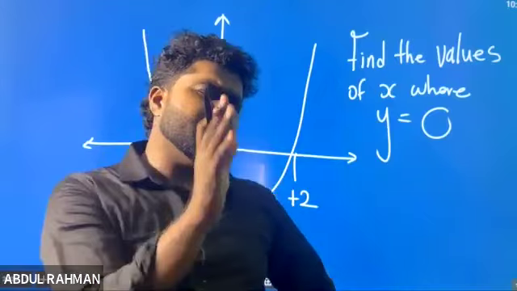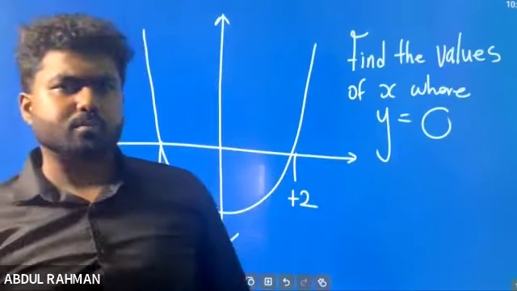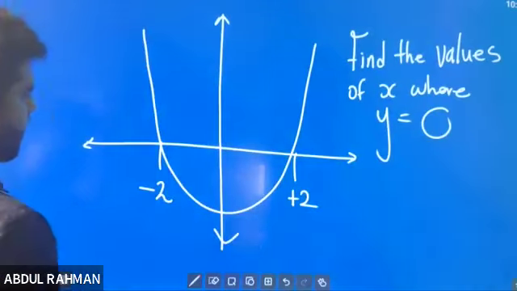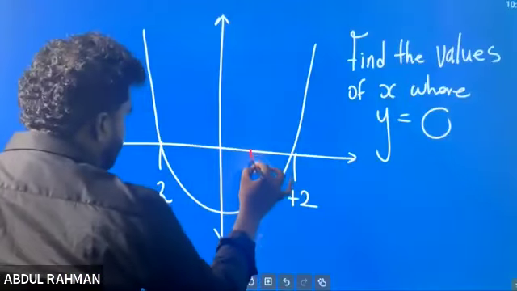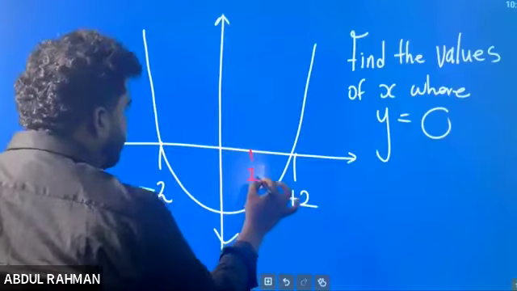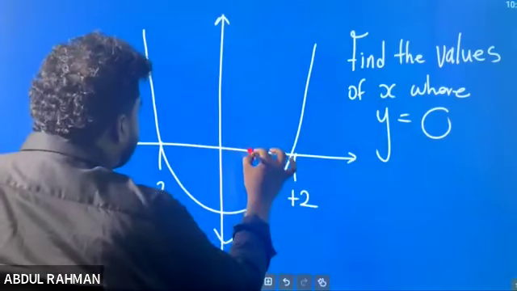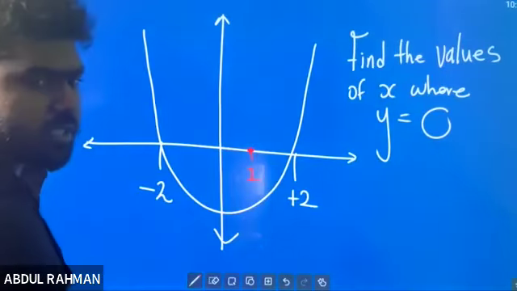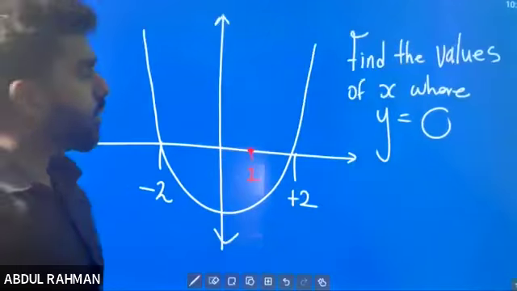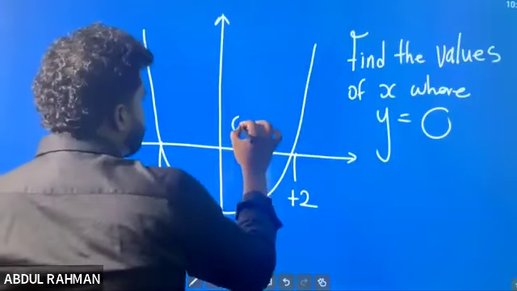Where will y be equal to 0? Let me take a coordinate. Let's say this place is 1 here. I need to write the coordinate of this point. How will I write the coordinate of this point? I know obviously it is x comma y.